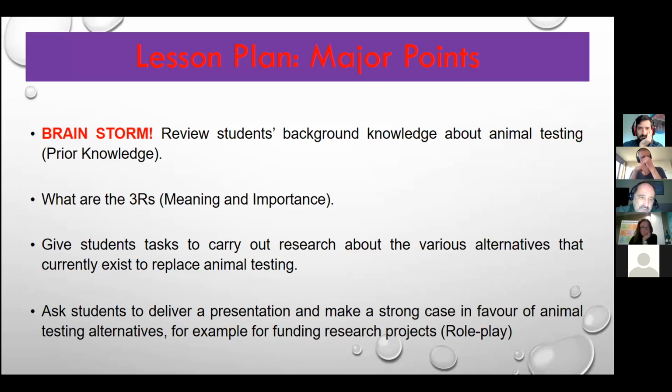So there's a brainstorm so that you are aware of what students already know, and then introducing the 3 Rs and then the task. And the task, as you can see, happens in a two-stage process: the research and then presenting what came out of the research.